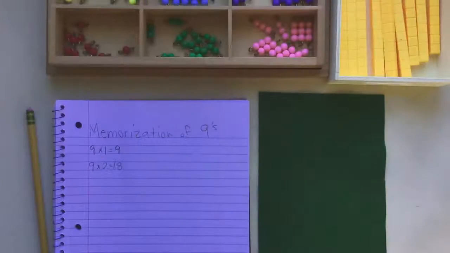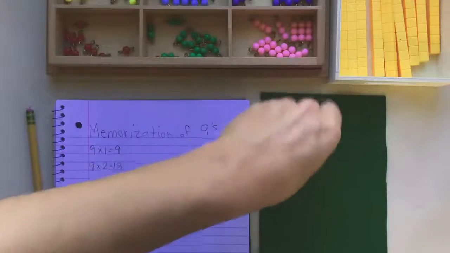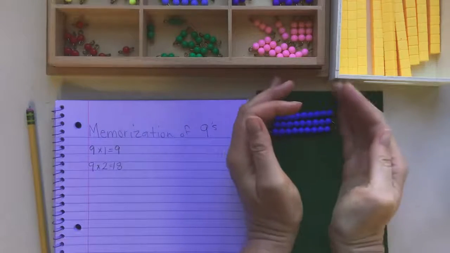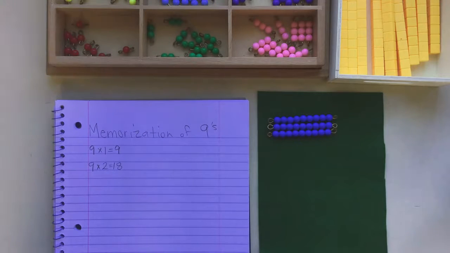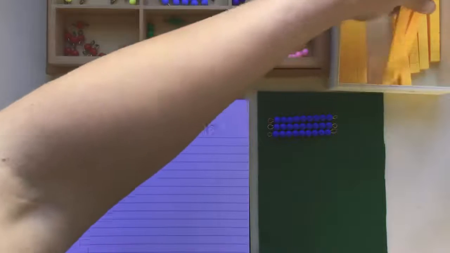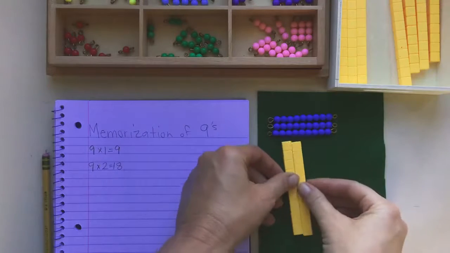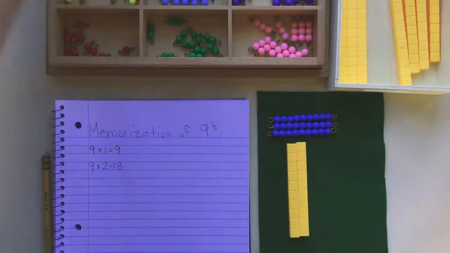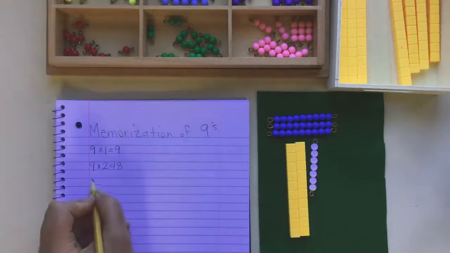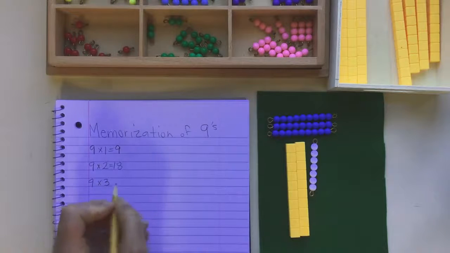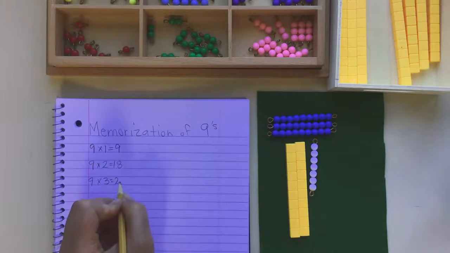All right, what would be next? 9 taken 3 times. There's 1, 2, 3. Okay, and what do you get? How much do we have? 27. Okay, so 2 10s and our 7. And let's record that. 9 times 3 equals 27.